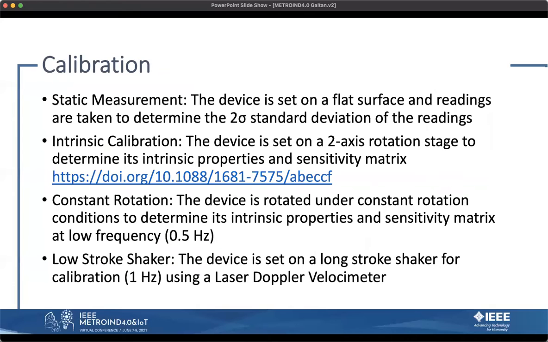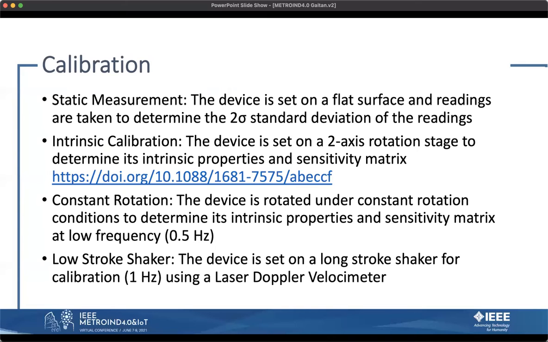So the first thing we have to do before we can implement or demonstrate this communications protocol is the calibration. There are a number of calibrations that I'm listing here that we've gone through. The first one that I'll talk about is what I think of as a static measurement. This device is put on a flat surface like a tabletop, and readings are taken over a period of time to determine the 2 sigma standard deviation of the readings. We've also developed in our group a calibration method that we call intrinsic calibration.